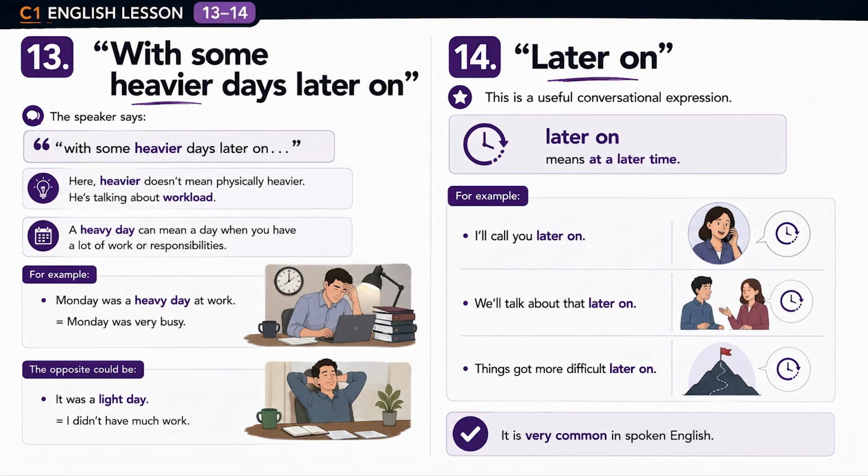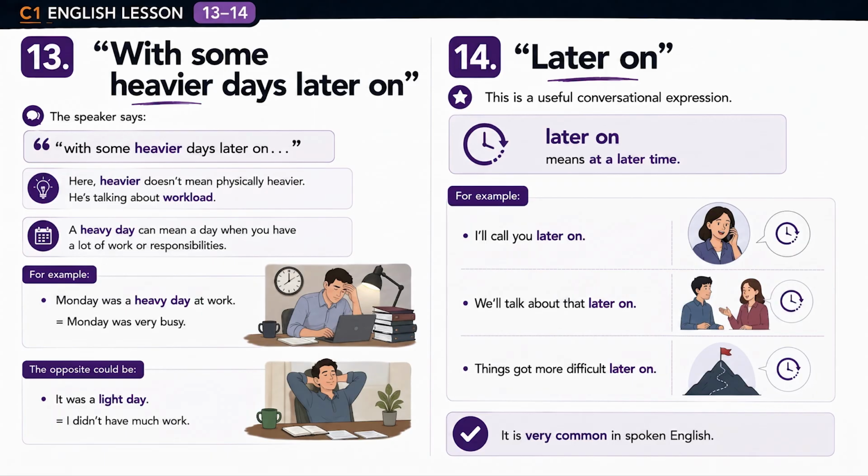We're not talking about heavy in terms of physical objects, right? A heavy object. No. We're talking about workload. Here, heavy day means a day when you have a lot of work or responsibilities. The opposite could be, it was a light day. I didn't have much work.